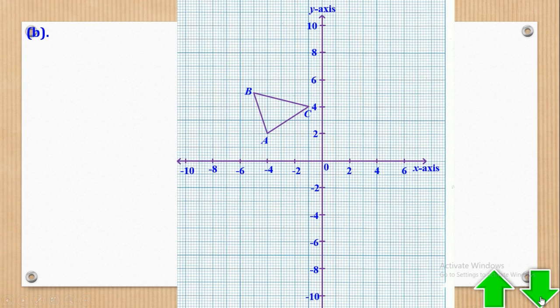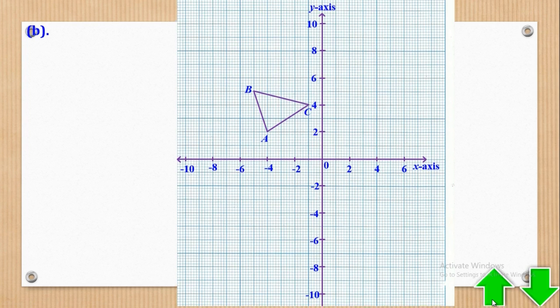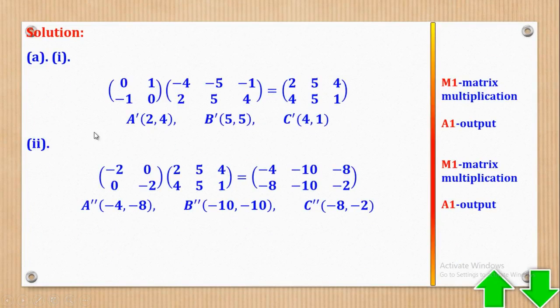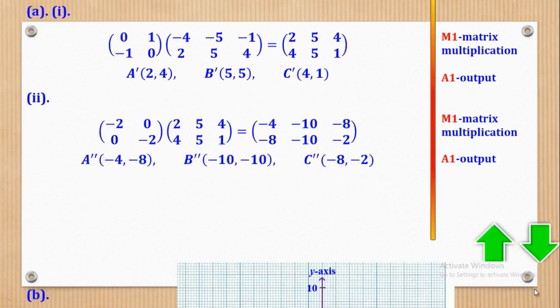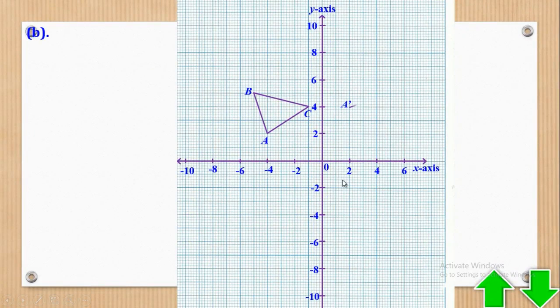What about A prime, B prime, C prime? So let's look at the coordinates for A prime, B prime, C prime. These are the coordinates for A prime. Those are the coordinates. B prime is that, C prime is that. So we have to plot these coordinates and join them using a ruler to form the triangle. Okay, so that is now A prime, B prime, C prime.